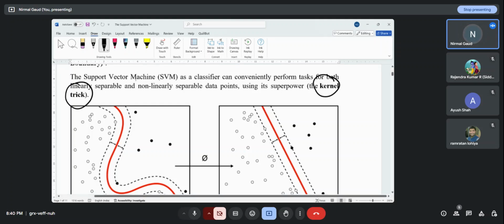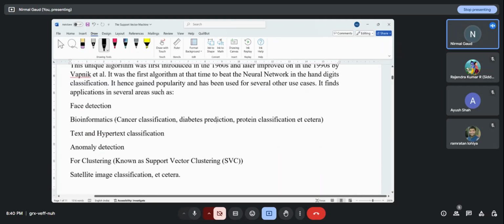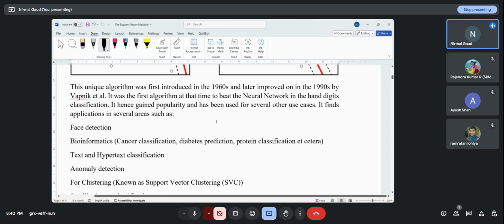Linearly separable is the easy case. Non-linearly separable is the complicated case. For that we require the kernel trick. Okay. This algorithm was first introduced in 1960, improved in 1990. It was the first algorithm at that time to beat the neural network in handwritten digit classification.